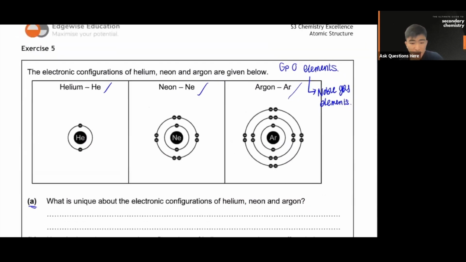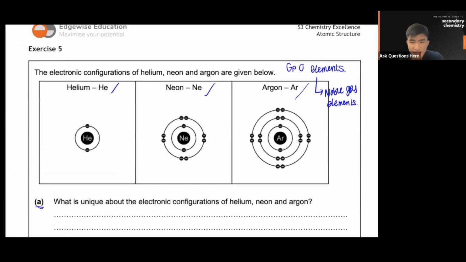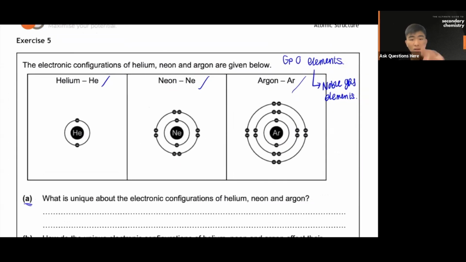So what is unique about the electronic configuration? Very simple. You can just realize that all of the car park lots are filled. There are no more empty car park lots, right? Because this one has 8 electrons already, this one also has 8 electrons, and this one only has 2 electrons. Now, the first shell maximum is 2, right? So what can we say? All their valence electronic shells are full.